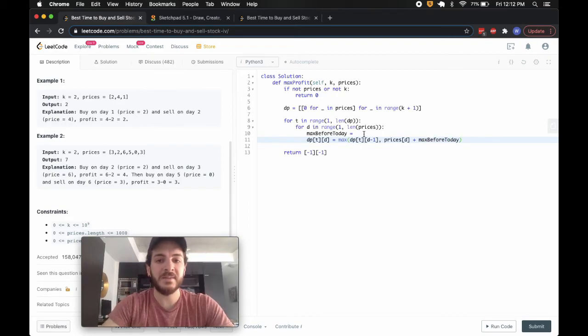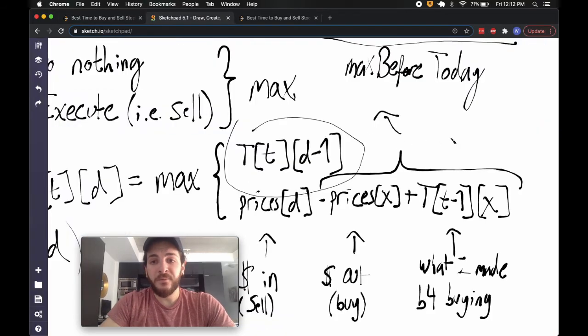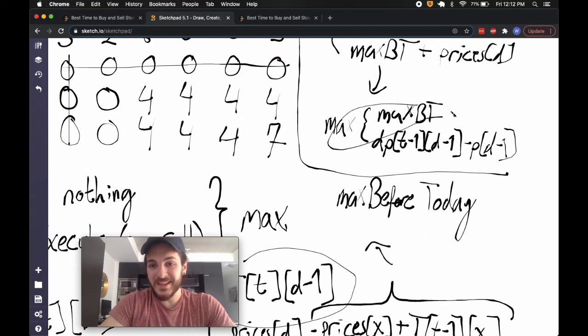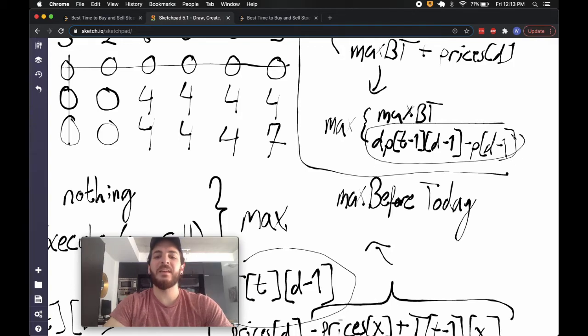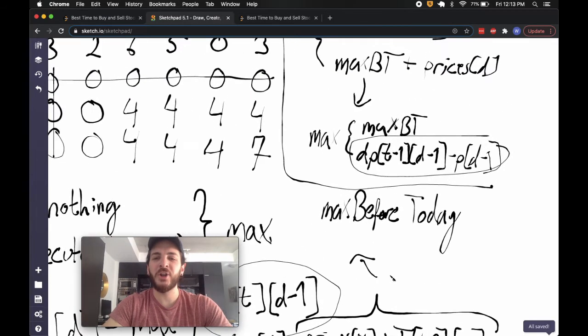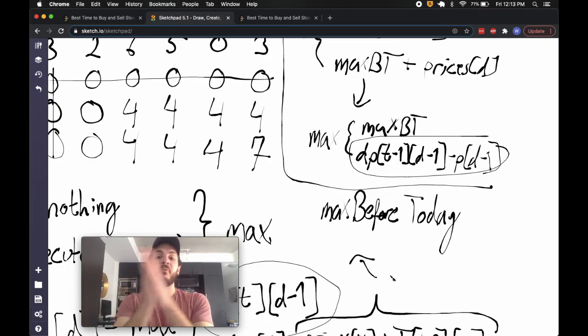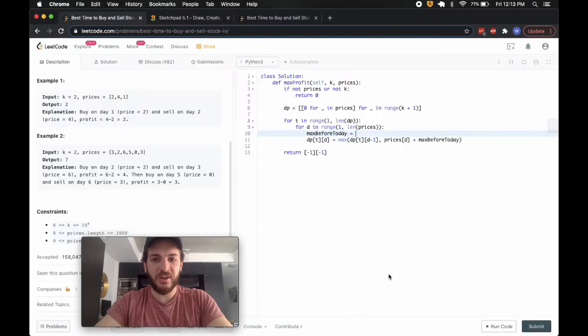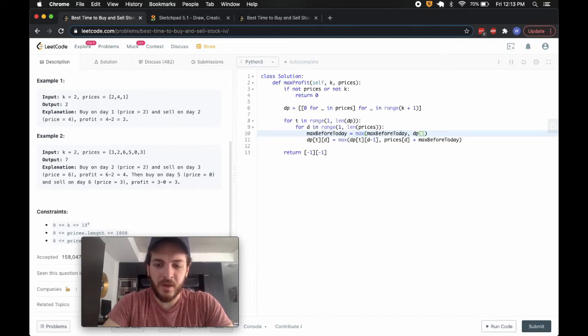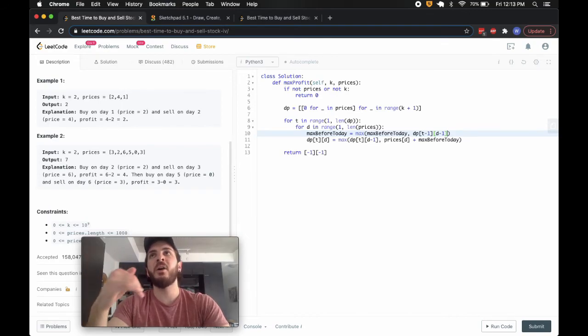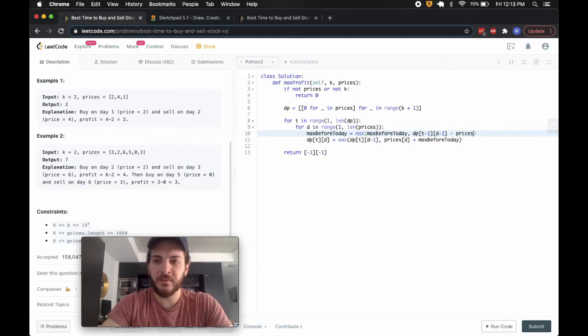Okay, so what is max before today? Well, max before today we said is going to equal the maximum of itself and this business over here that we called X. So everything that happened before today, namely from yesterday and 1 less transaction. So it's going to be the maximum of max before today and yesterday's price with one less transaction, because we're almost simulating here. What if I was to have bought the stock yesterday? Minus prices of d minus 1.